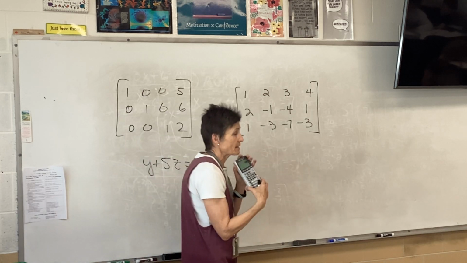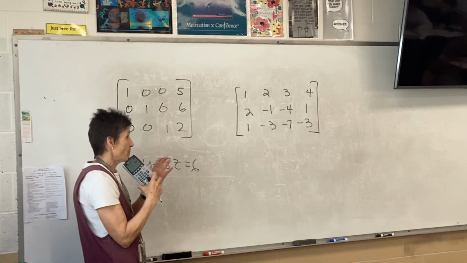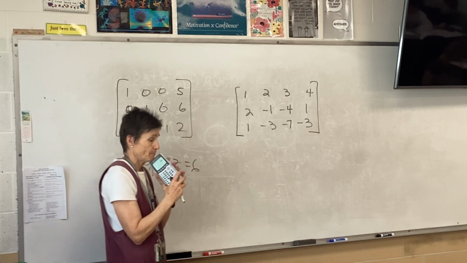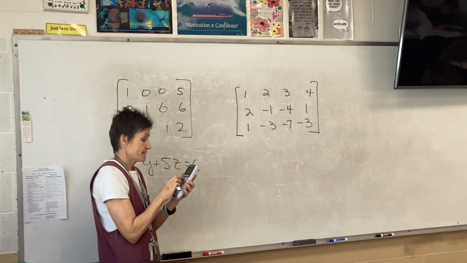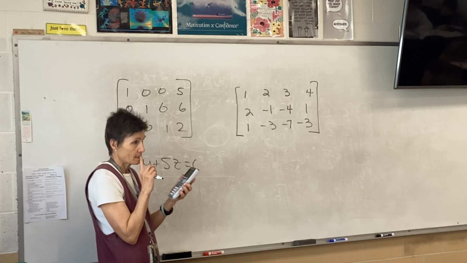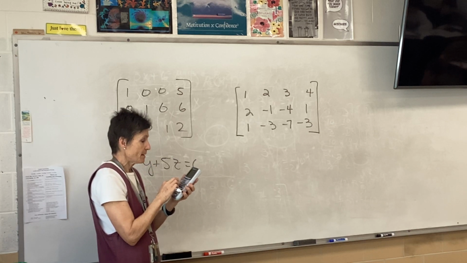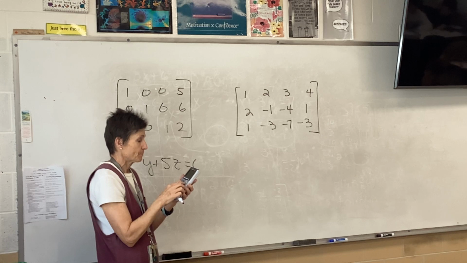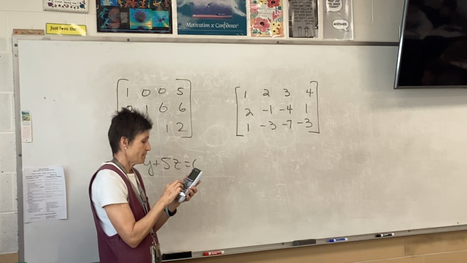Gauss-Jordan reduction, that's the process we're doing. So we put in our augmented matrix. Second quit. Second matrix, math, RREF. Second matrix A.